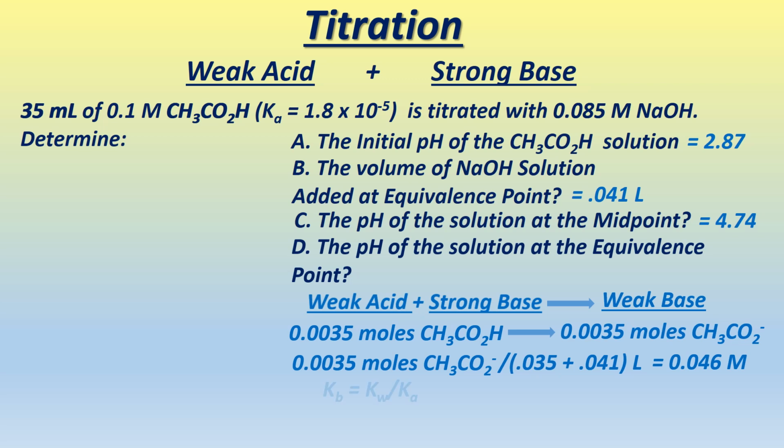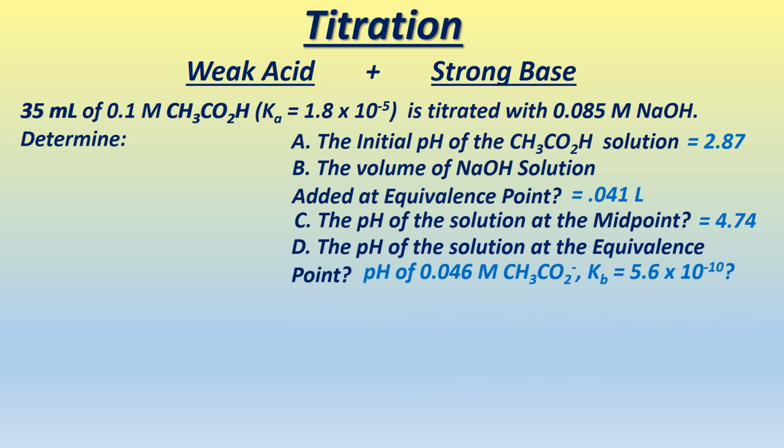And since I have a weak base, I would need Kb, which is Kw over Ka, of 5.6 times 10 to the minus 10th. So the pH of the solution at the equivalence point is essentially asking, what is the pH of a 0.046 molar acetate ion solution with a Kb of 5.6 times 10 to the minus 10th?